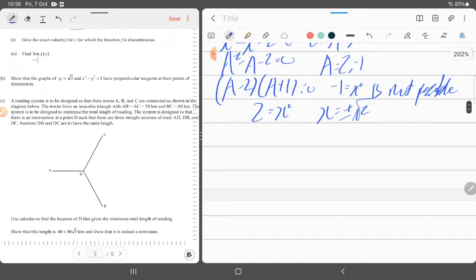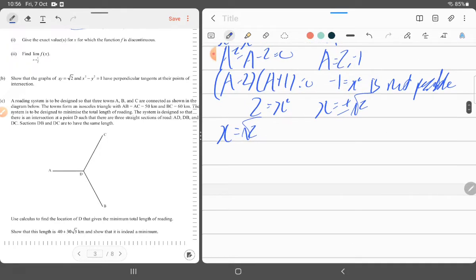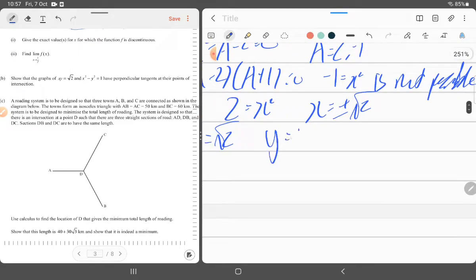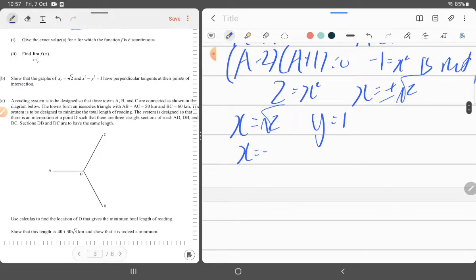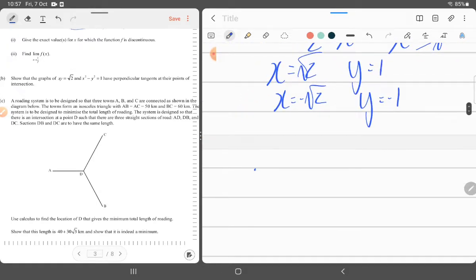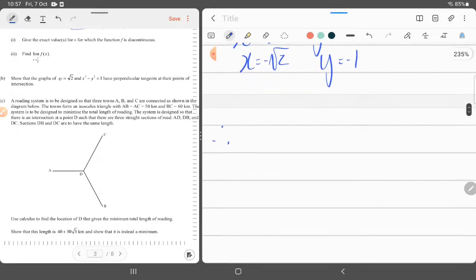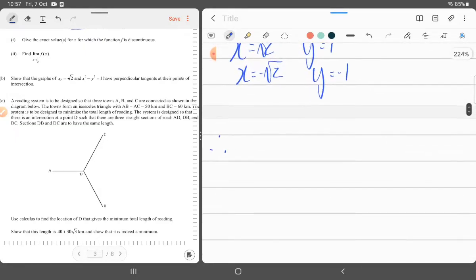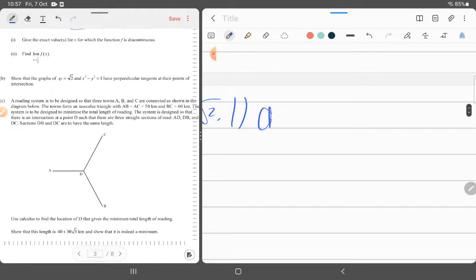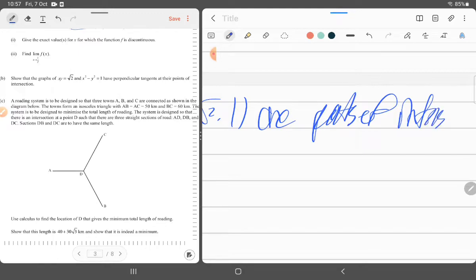And so where x equals square root of 2, y equals 1, x equals negative square root of 2, y equals negative 1. Therefore, our points of intersection are square root of 2, 1, and negative square root of 2, negative 1 are points of intersection.